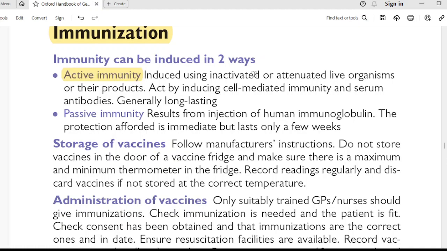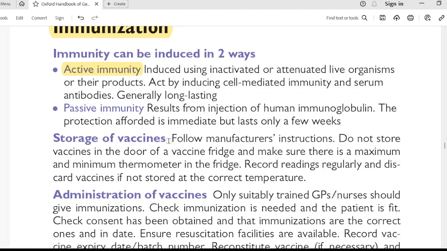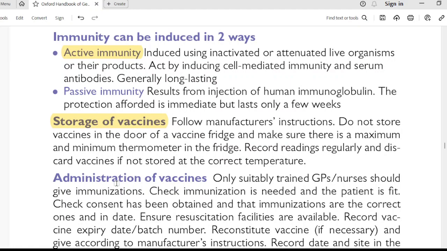Immunity can be induced in two ways. Active immunity, induced using inactivated or attenuated live organisms or their products, acts by inducing cell-mediated immunity and serum antibodies, generally long-lasting. Passive immunity results from injection of human immunoglobulin. The protection afforded is immediate but lasts only a few weeks. So active is by vaccination, passive is by immunoglobulins.